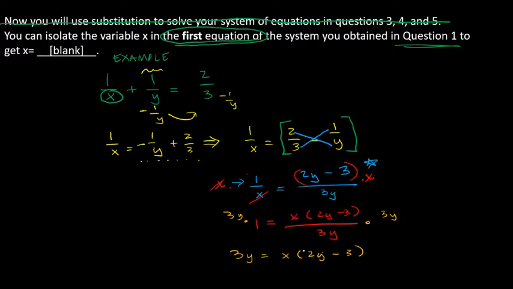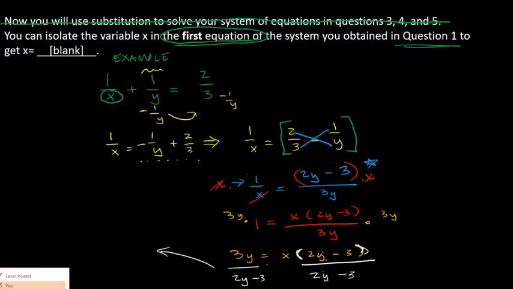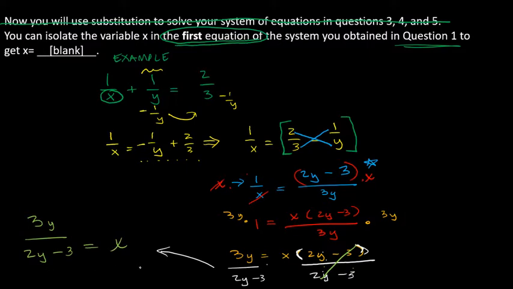I can see that this is being multiplied by x. This is what I need to get rid of to isolate x. I'm going to divide both sides of the equation by 2y minus 3. Now I have isolated x. There's not a ton of space, so I'm just going to rewrite this over here. Let's use this color. 3y over 2y minus 3 equals, notice that this fraction cancels out, equals x. So I got x equals 3y over 2y minus 3.